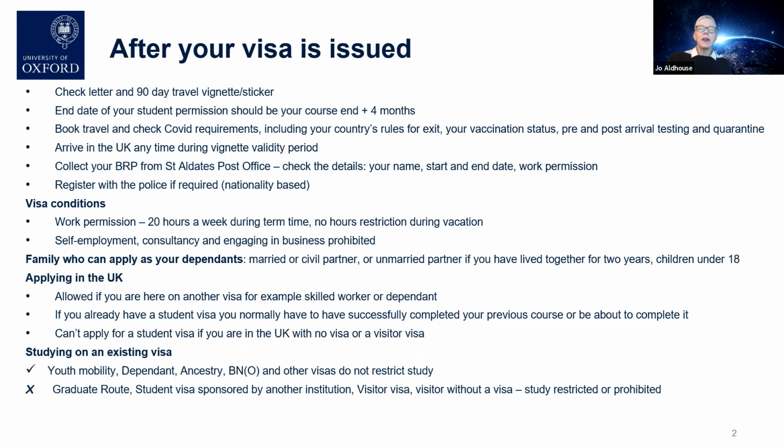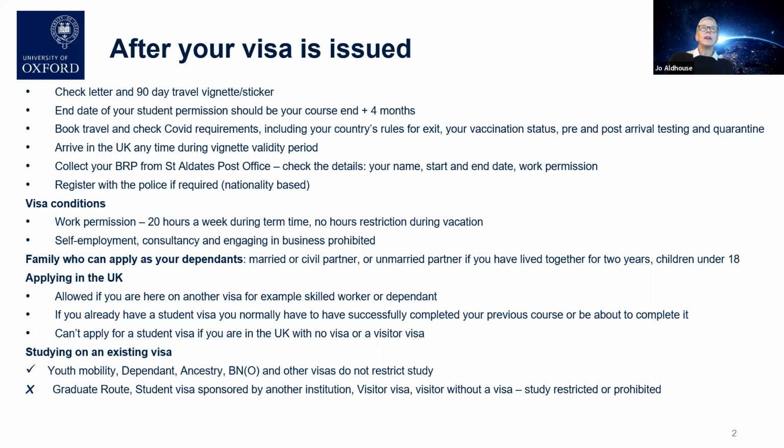And then the end date of your student permission, if it's in the letter, should be your course end date plus 4 months. Your visa should include an extra 4 months, and that's time for you to stay in the UK if you want to. Think about making applications for other visas if you want to, or look for work if you want to. So there's an intentional extra time built into your visa. It's not a mistake, and you don't have to leave the UK straight after the end of your course.